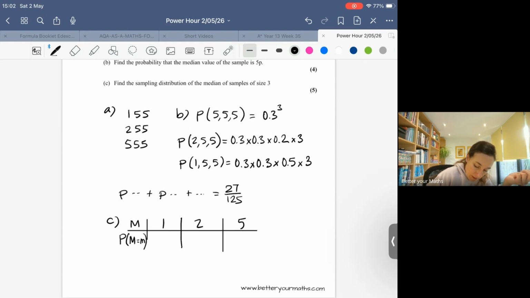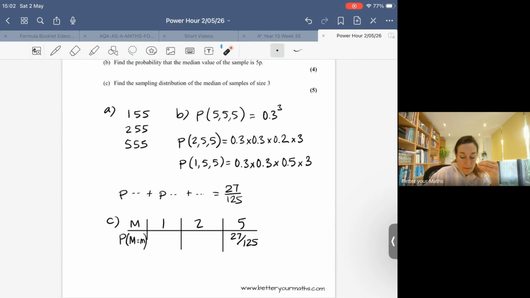So I know the probability of median 5 is 27 over 125. I have that one, which means I can find the same with the others. What is the probability of the median being 1? You tell me what options I have, the same that we did here, for the median to be 1. So what are the combinations? Like here, 111, 112, 115. Exactly. Those are my options. So what I'm going to do is the same that I did here: find each probability, add them together.